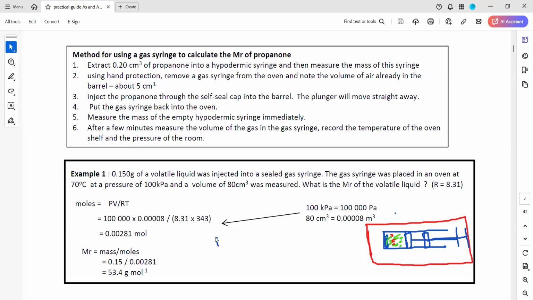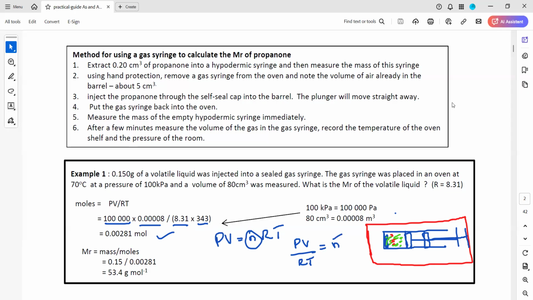So we can use the general gas equation, PV equals nRT. If I need the moles, it will be pressure times volume divided by the gas constant times temperature, where P is the pressure, which is 100,000, and V is the volume. We took 80 cm3, but all SI units should be used, so we have to convert it into meter cube. R is the gas constant, and T is the temperature. When we simplify, we get the moles. How many moles are there?